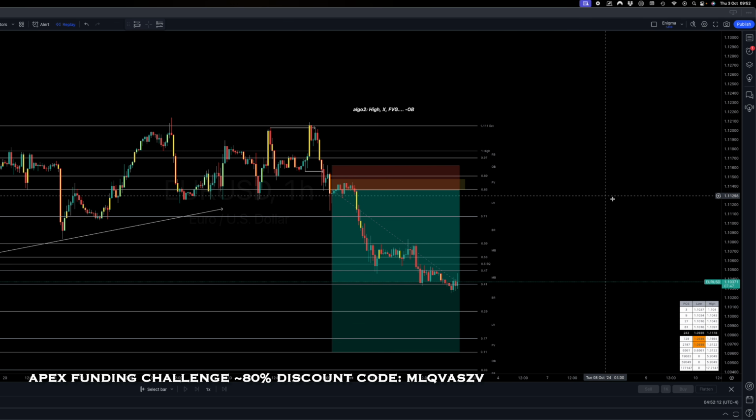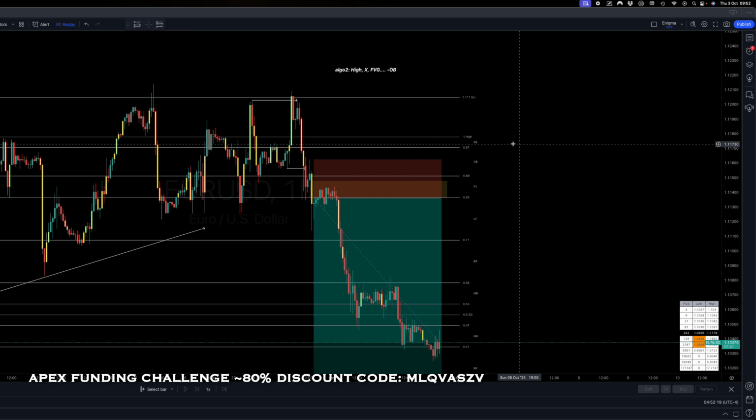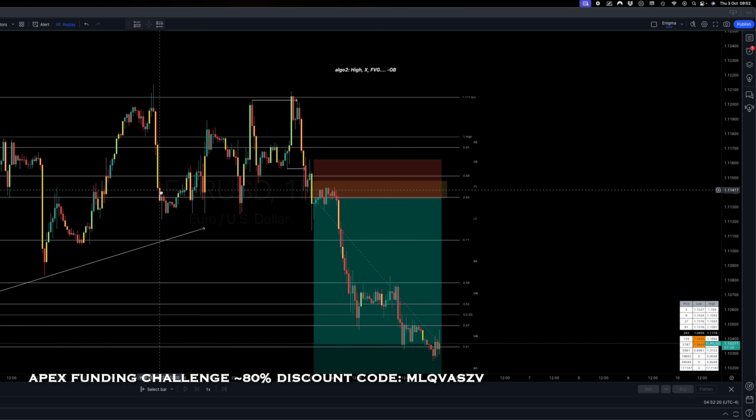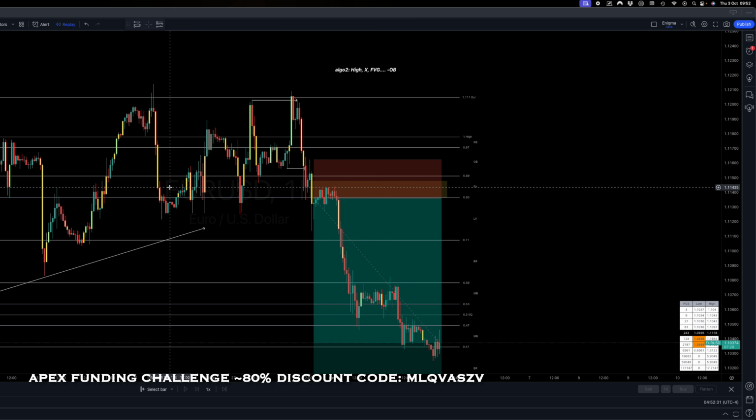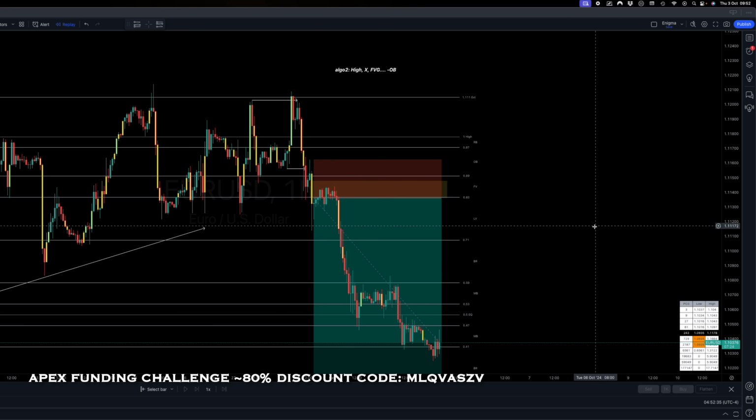Okay, the question you're going to ask is, how about this fair value gap here? Okay, why wasn't this applicable? Because time and price have to align. It's not just about where the Goldbach levels are. Okay, once time aligns with price, that's when you take the trade.